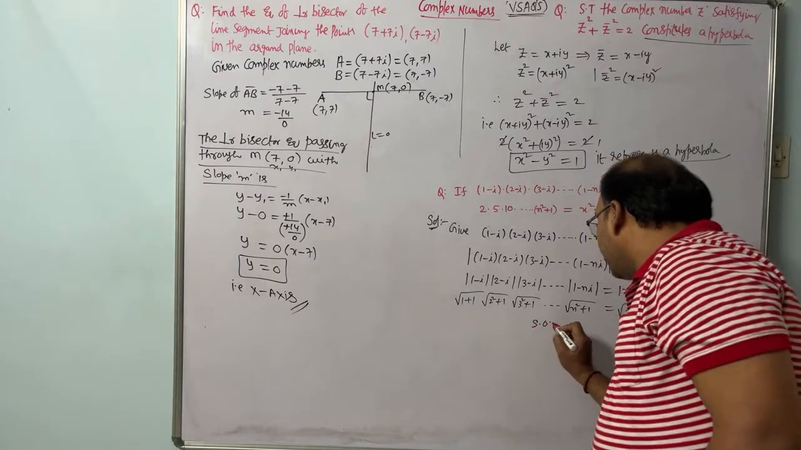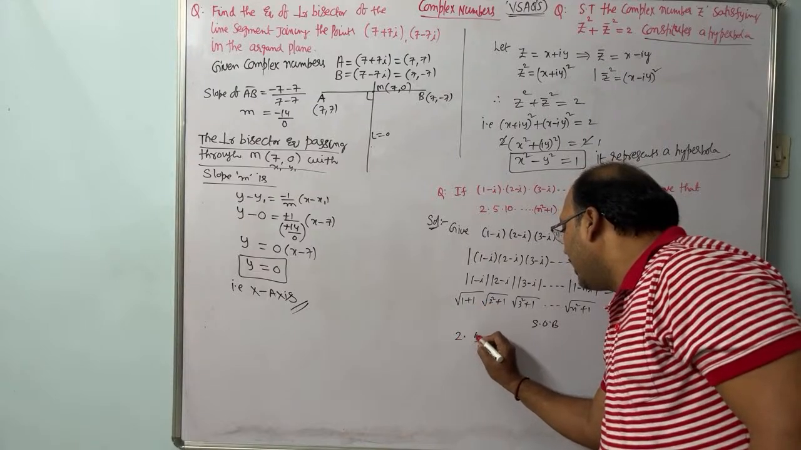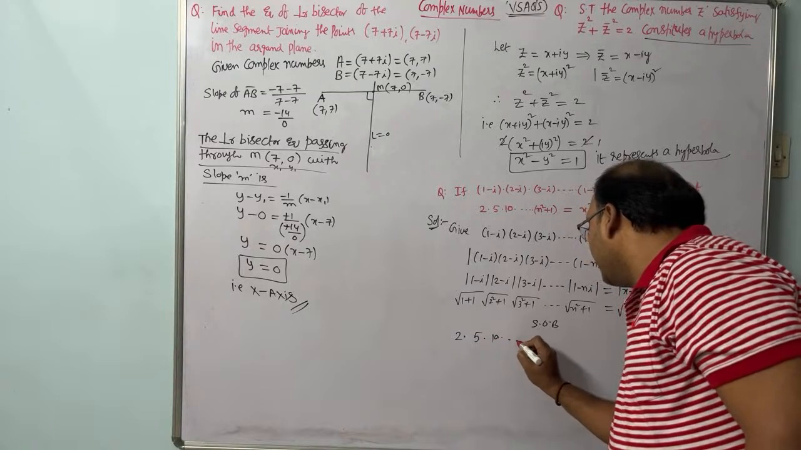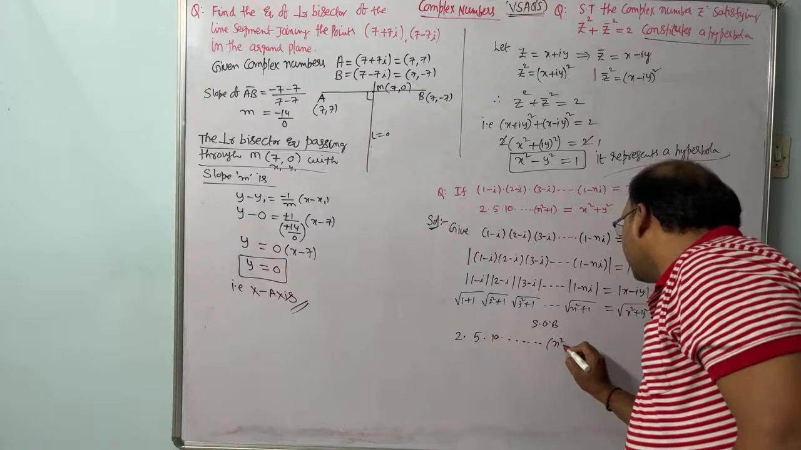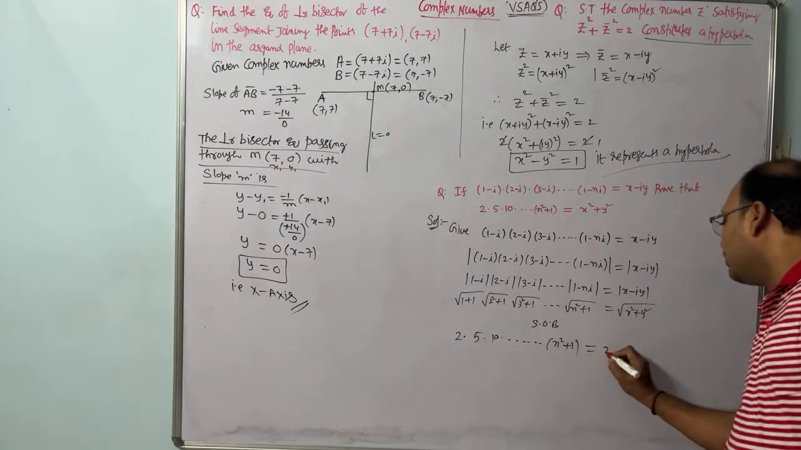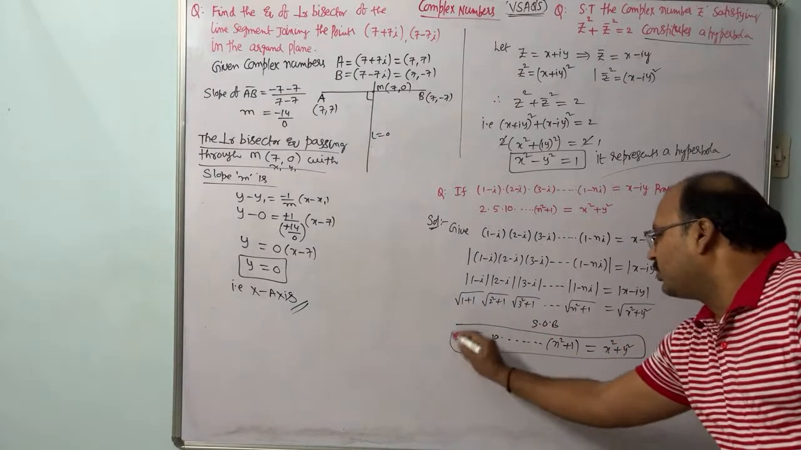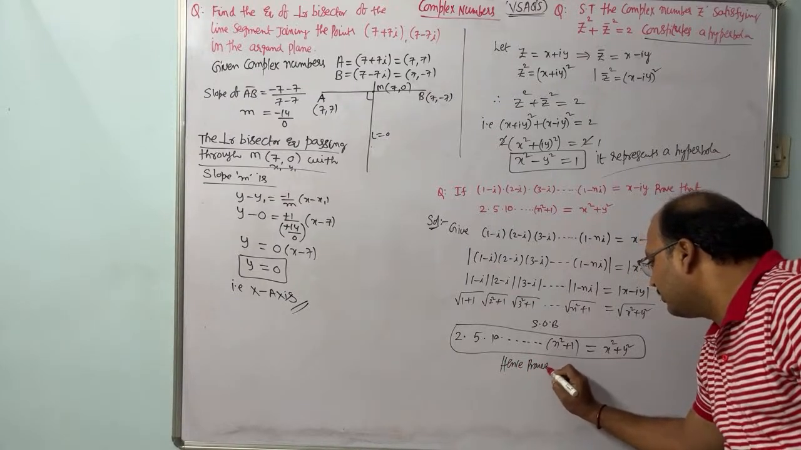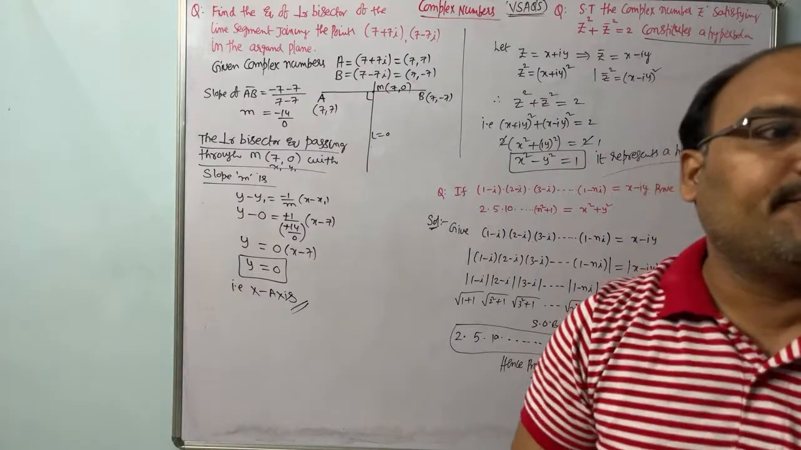Squaring on both sides, you will get 1 plus 1 is 2 into 5 into 10 into and so on into n square plus 1 is equal to x square plus y square. So hence proved, dear students. Hence proved. This is the way we can do it.